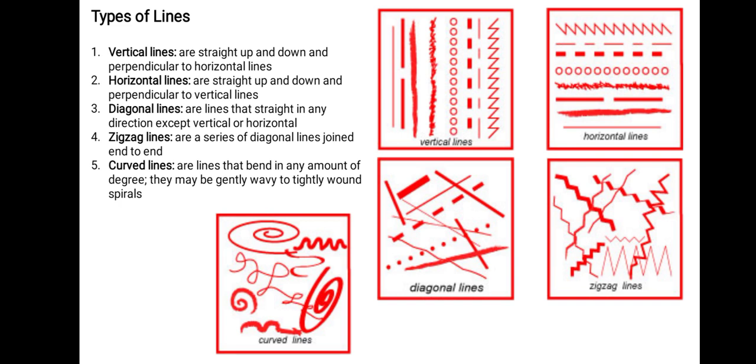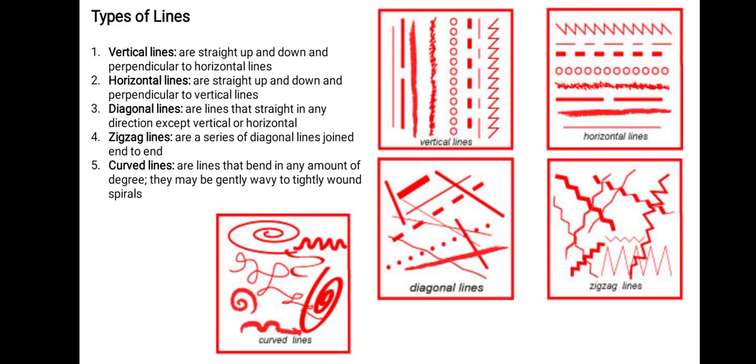And then the next thing is horizontal lines. Horizontal lines, in contrast, are straight, similar to the vertical lines. It can be zigzag also, but let's discuss just horizontal lines here.